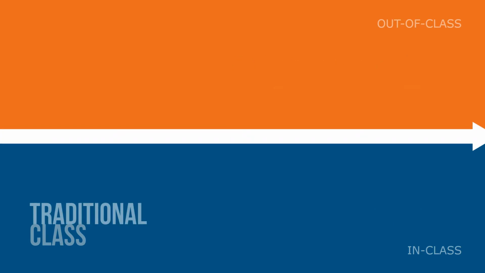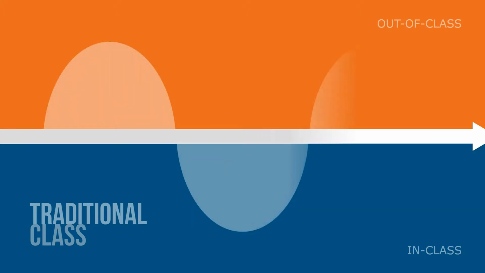To help you understand a flipped class, let's put some definition to the way a course is traditionally structured. Every course that has some face-to-face component progresses through a sequence of in-class and out-of-class time.